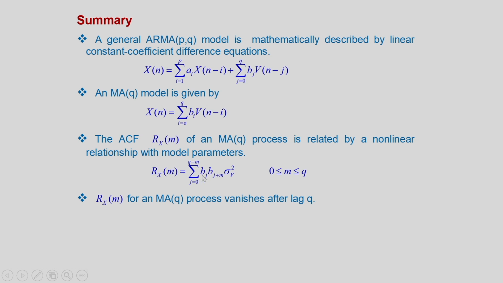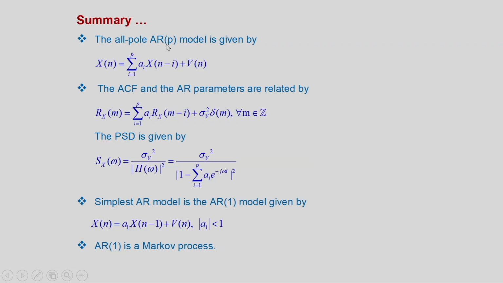We can find them from the autocorrelation function, that is Rx[m] is given by summation j from 0 to q-m of bj b[j+m] sigma v squared, where m lies between 0 and q, and Rx[m] for an MA(q) process vanishes after lag q. These two facts are important, and this is a nonlinear relationship. Because of that, fitting an MA(q) model is difficult.